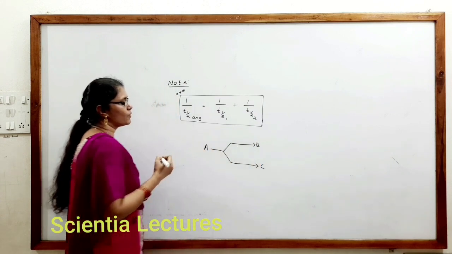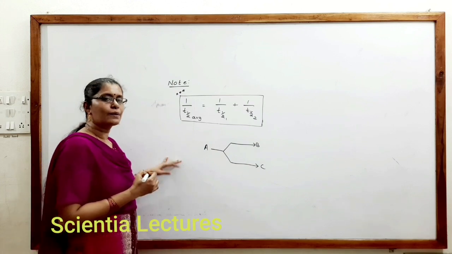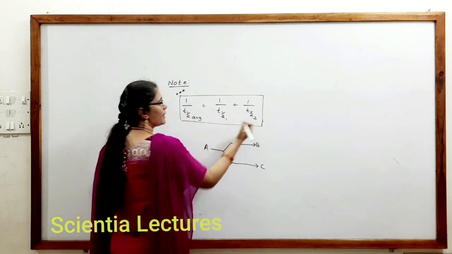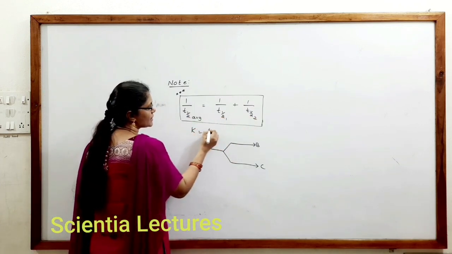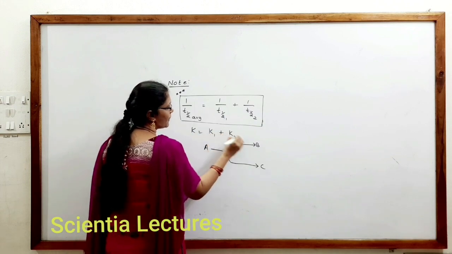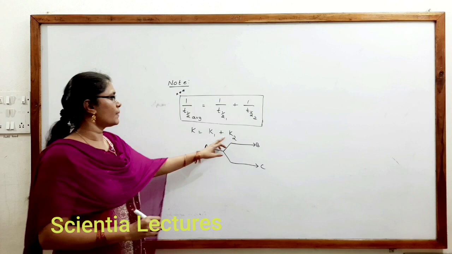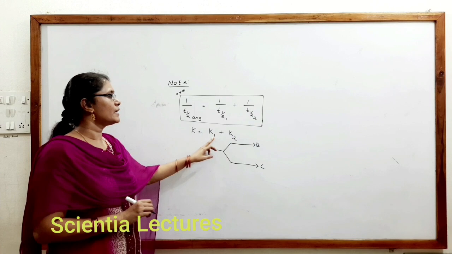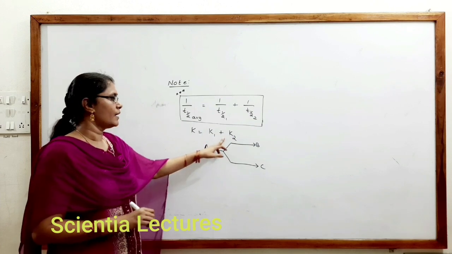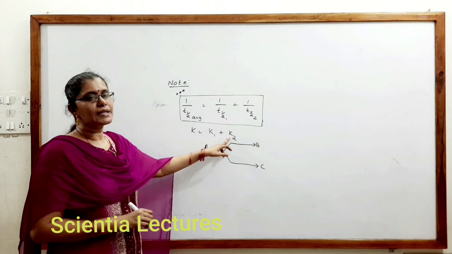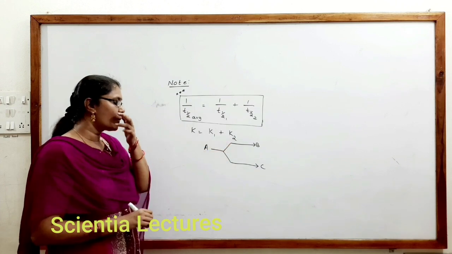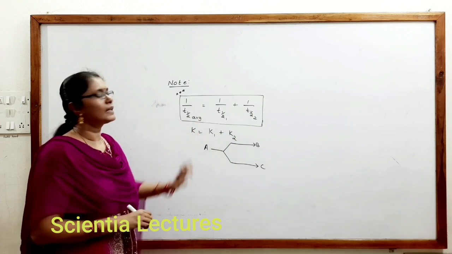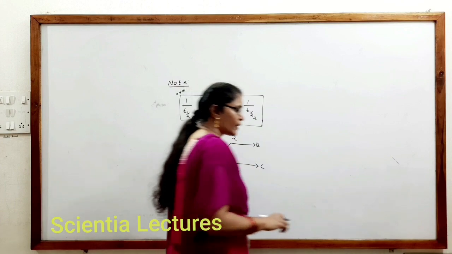We can observe that for one reaction the half-life period is t half 1 and for the other the half-life period is t half 2. Then to calculate t half average, 1 by t half average must be equal to 1 by t half 1 plus 1 by t half 2, because we have seen already that in this kind of reaction k is equal to k1 plus k2. Since k is 0.693 by t half average, k1 is 0.693 by t half 1 and k2 is 0.693 by t half 2. When 0.693 gets cancelled, you get 1 by t half average equal to 1 by t half 1 plus 1 by t half 2 for a parallel reaction.